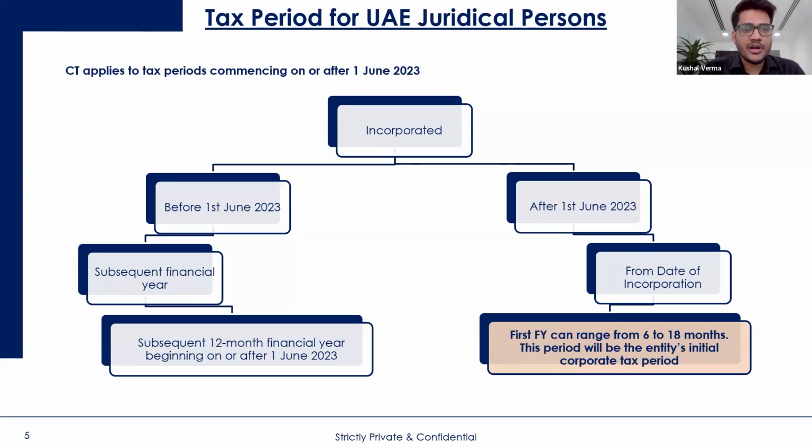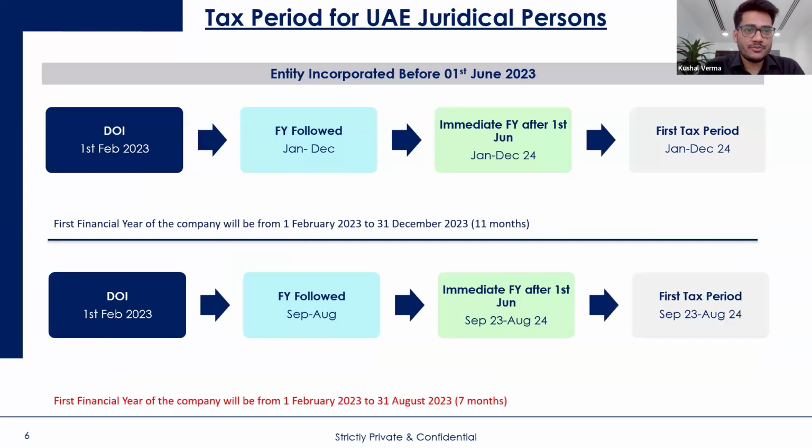Now we will cover these two cases, an entity incorporated before or after 1st June 2023, with some examples. Say an entity is incorporated on 1st Feb 2023, which is before 1st June 2023, and follows January to December as its financial year. Then the first financial year for which the books will be prepared is from 1st February 2023 to December 23, which is 11 months. This will be the first financial period for preparing the financials. But the immediate subsequent financial year after June 2023 for this company is from Jan 24. So the first corporate tax period will be Jan 24 to December 24 for these entities.